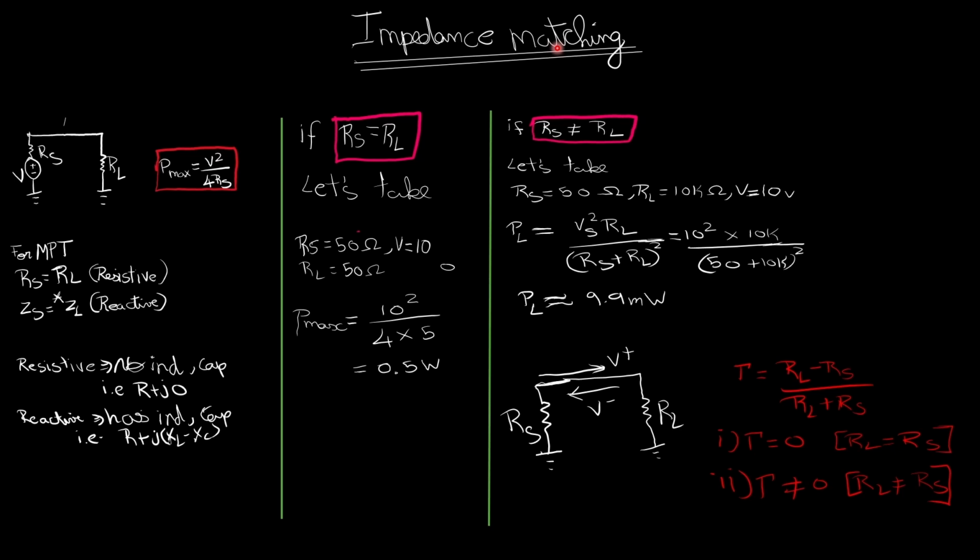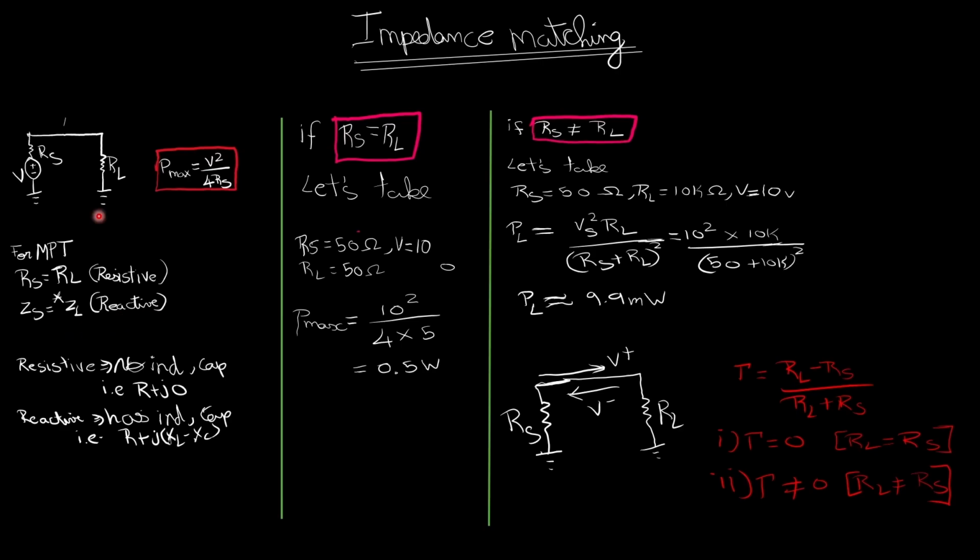Now let's get started. Let's start with the simple source and load. According to the maximum power transfer theorem, the maximum power is equal to V squared divided by 4 times the source resistance. For maximum power transfer, the load impedance must match the source impedance. For purely resistive circuits, the source resistance should be equal to the load resistance, and for purely reactive circuits, the source impedance should match the load impedance.